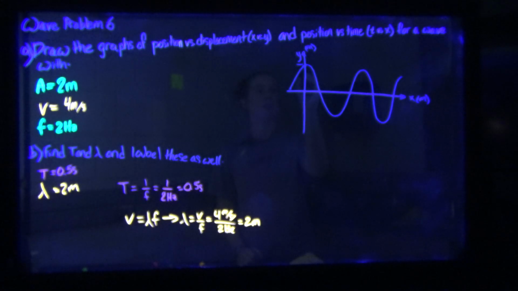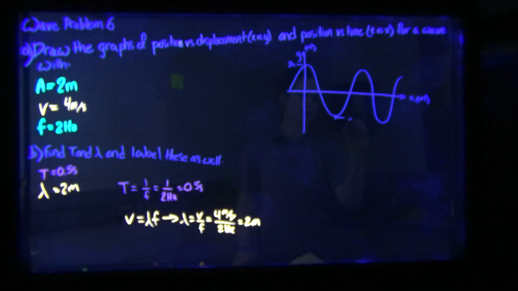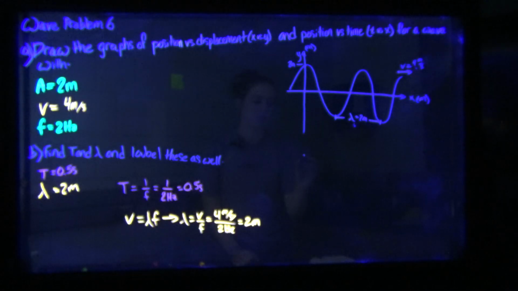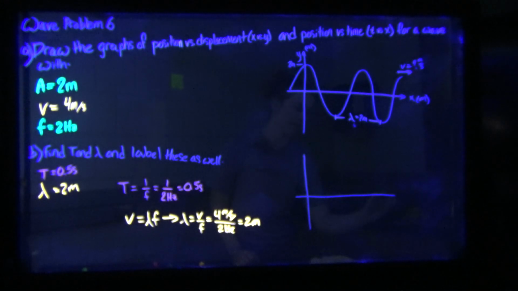So amplitude is going to be right here. It's 2 meters. Wavelength, because this is our X and Y plot, is right here. That's 2 meters. And then we have it's traveling in this direction with a velocity of 4 meters per second. And then we can draw our position and time graph.